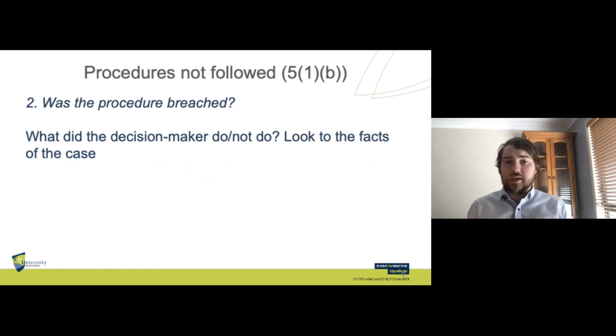So the second question is, well, once we've identified that procedure, did the decision maker breach that procedure? And so here, of course, we're looking at what the decision maker did or didn't do. That's going to depend on the facts of each case, obviously. And so that will be a factual matter to determine. What did the decision maker do or fail to do? And how did that relate back to the procedure?